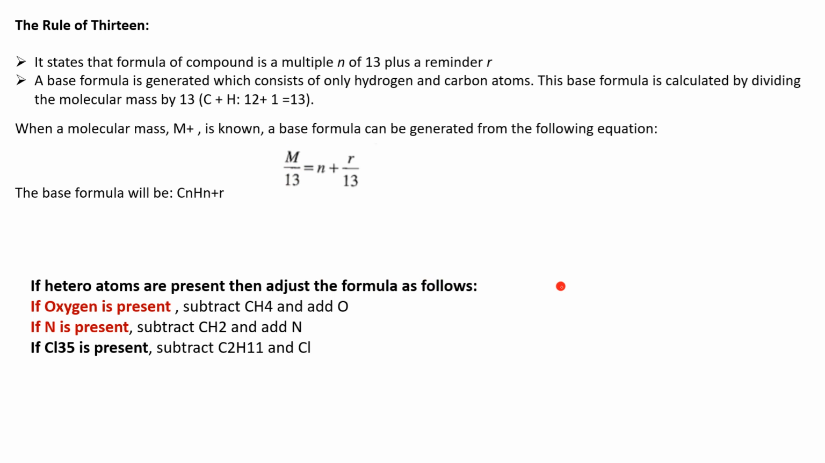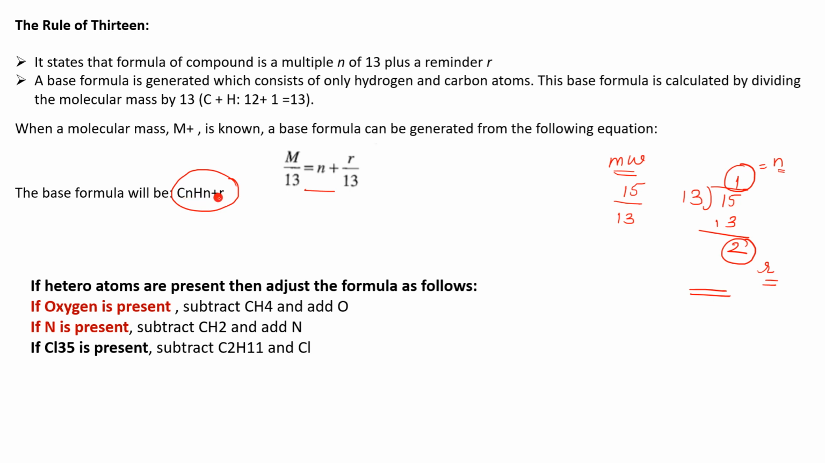Now, for example, I'll take a simple example, like say 15. Suppose my molecular weight is 15. So what will I do? I will divide this by 13. It's a simple division. 13 ones are 13, remainder 2. So the number that you are getting is n, and this is your remainder, that is r. So r stands for remainder. Once you know this, you do the division like this, find out the remainder, find out this n, and then substitute in the formula. So the formula is CnHn plus r.